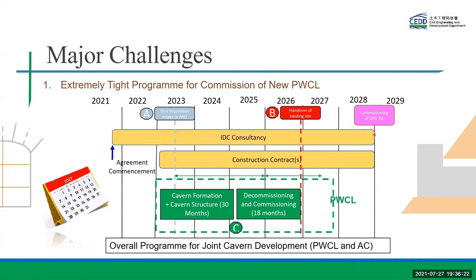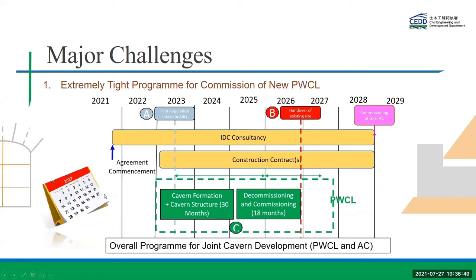First of all, we have a very tight program to deliver the project, in particular for the PWCL part. The consultancy agreement will commence in quarter three this year, while the construction contract will commence in quarter one or quarter two, 2023 tentatively. It will take about 5.5 years to complete all of the construction works under the John Caverns development. Phased commissioning of the two facilities is anticipated.